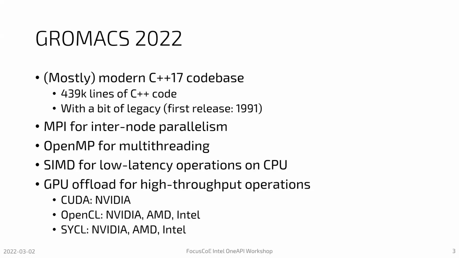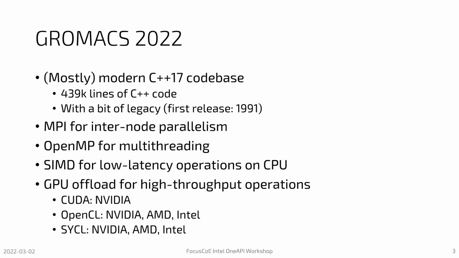And for high throughput operations, we have in GROMACS 2022 3 different backends. We have CUDA for offloading to NVIDIA GPUs. We have OpenCL that also supports NVIDIA GPUs, but is mostly a compatibility layer, and it's used for AMD and Intel. And recently we added SYCL, which currently can target also all 3 main vendors. Also, for NVIDIA it's for us mostly an attempt to keep the code compatible. For NVIDIA devices, we still recommend at the moment CUDA.